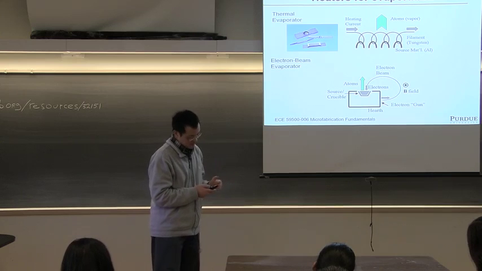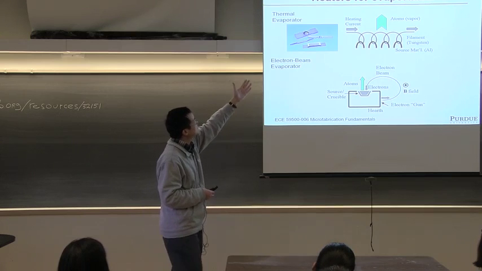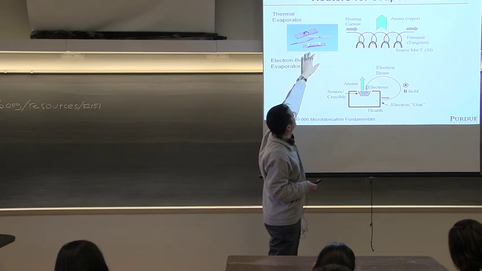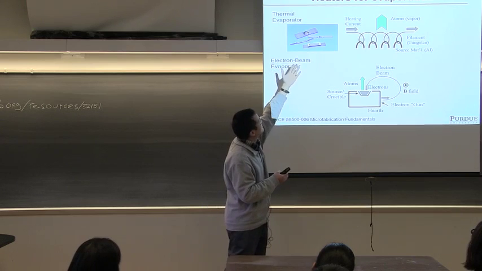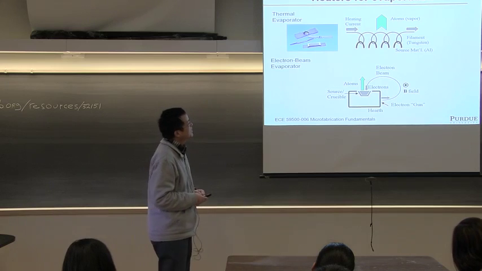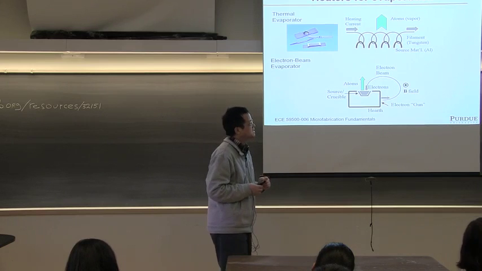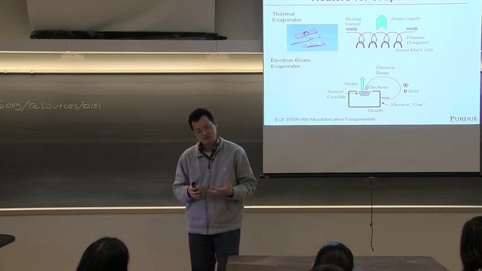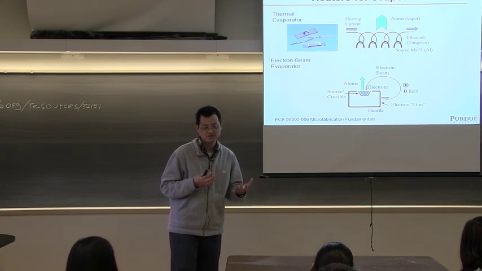So to be complete, we basically revisited thermal evaporation. We showed some pictures of the boats that hold the material, and then you heat the boat, and the organic materials evaporate. But what we really want to focus on is, what if we want to evaporate the metal itself? Tungsten, for example, has a very high melting temperature, almost 3,000 Kelvin.